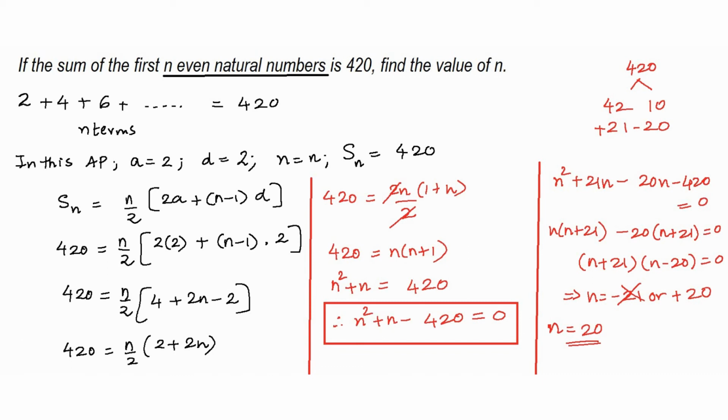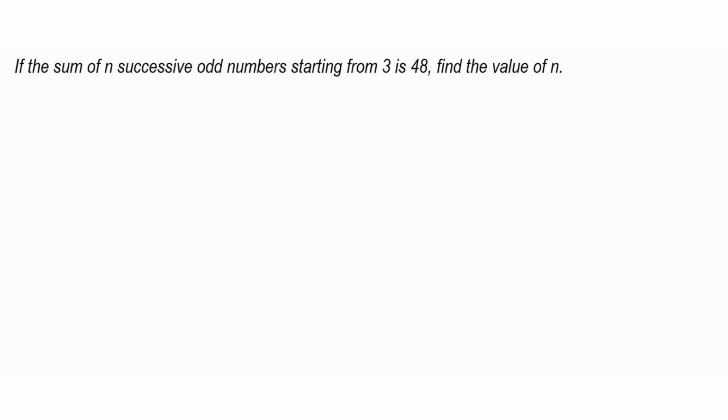Moving on to the next question. If the sum of n successive odd numbers starting from 3 is 48, so what we are saying is 3 plus 5 plus 7 and so on for n terms. This sum is equal to 48. We have to find the value of n.